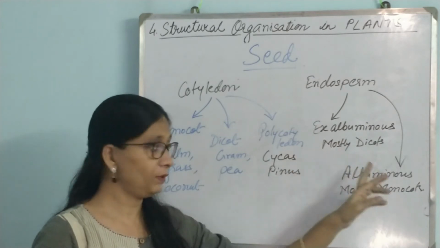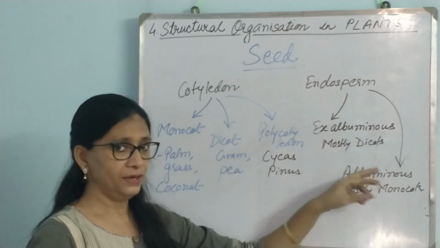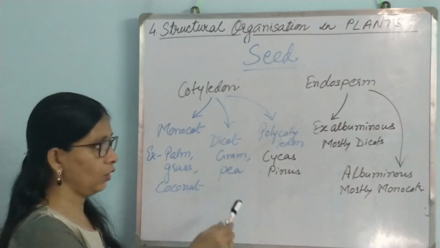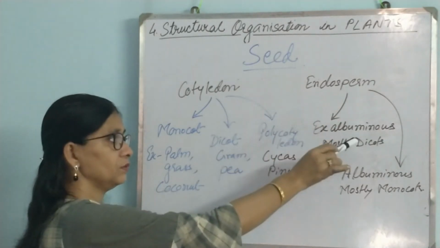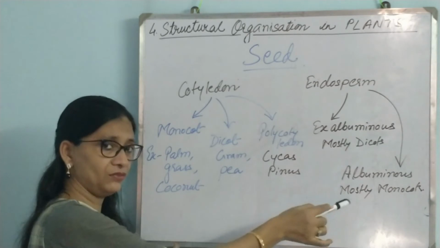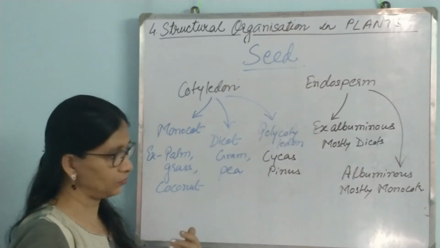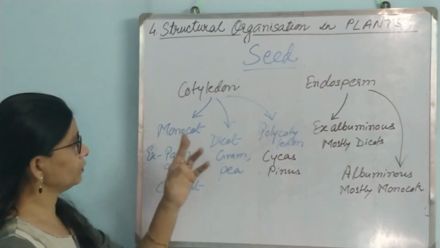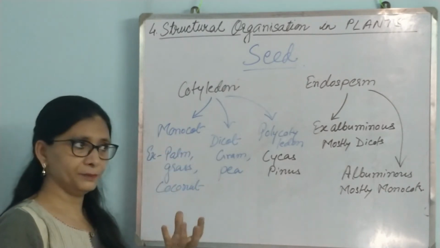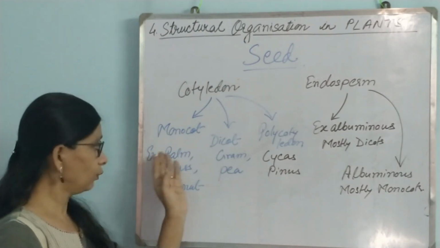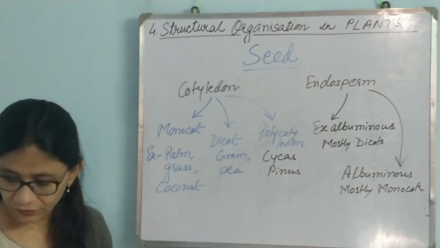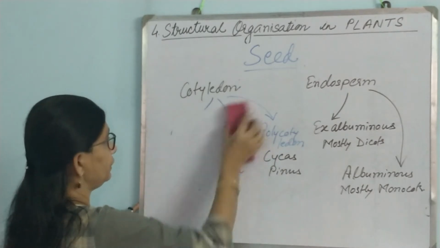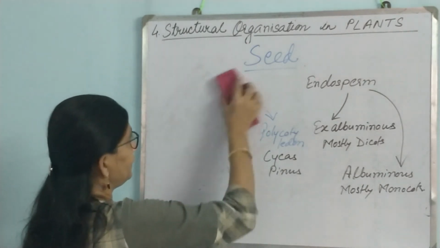I would suggest you please refer to the book to find out the example. It is provided in all the books. As of now, I'll just mention what are the classification and on what basis the classification has been done. So that is what. Now we will go to detailed structure of monocot seed and dicot seed, and let us try to find out how the development of seed is undertaken.